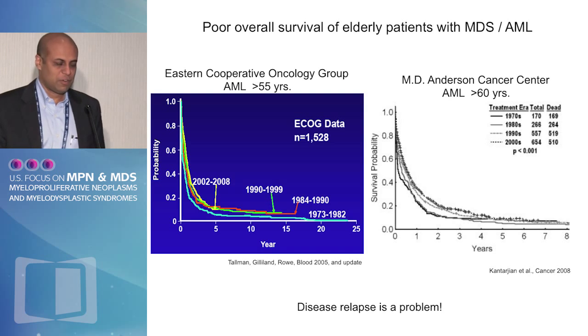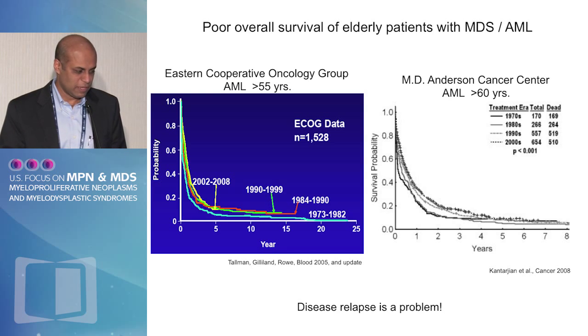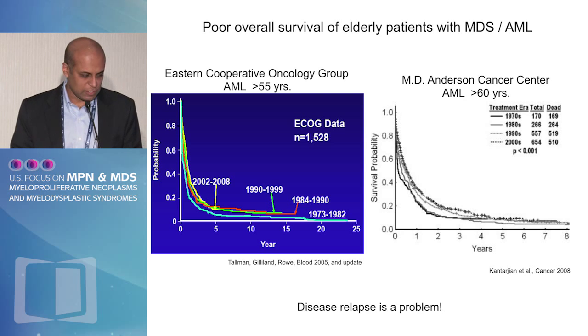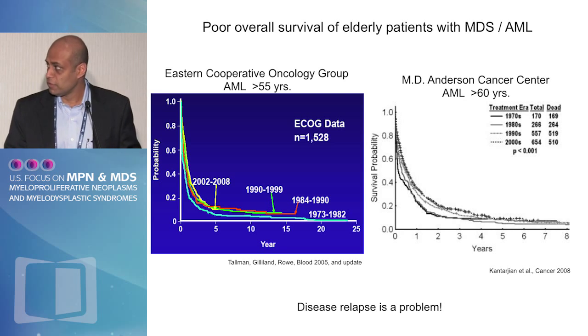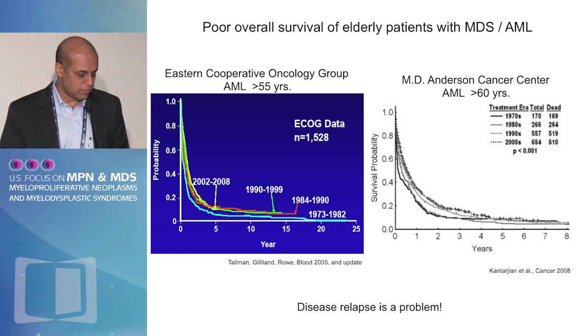I don't have to tell this audience that we need to make a lot more progress in MDS and elderly AML. These are survival curves that show four decades of treatments for these diseases, and as you can see, there's still a lot of work to be done. One of the main problems in these diseases is that, at least in AML, you can frequently put patients in remission, but relapse is a big problem. And when they relapse, as we know, we don't have very effective therapies.